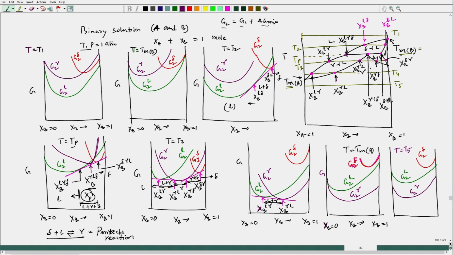This is composition XB, XB equal to 1, XB equal to 0. This is G. Fine. And you see over the entire composition range, gamma is stable, since it has the lowest free energy. Now, whether this diagram is drawn properly or not, how to judge?